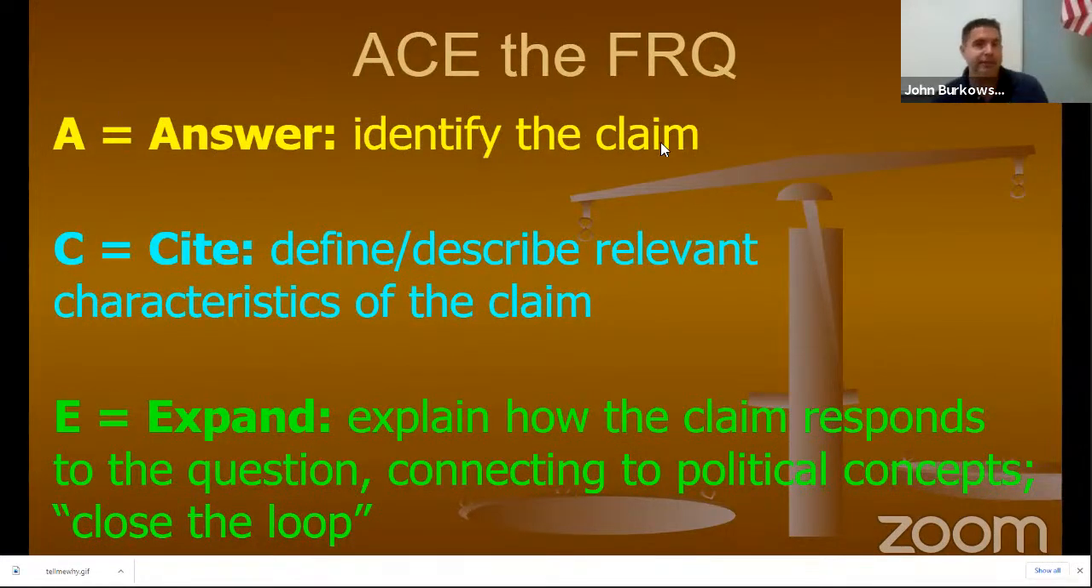A, answer or identify the claim. Cite, which would be to describe relevant characteristics of the claim. This will help you with that first evidence point. And then E, expand. Explain how the claim responds to the question. Connecting to political concepts, close the loop. That's going to be the reasoning. It's also going to help with supporting the theme, because that reasoning is what's going to help support your claim. Using relevant evidence that can support the claim, and then, of course, the reasoning. So that's the key right there. This is especially important.